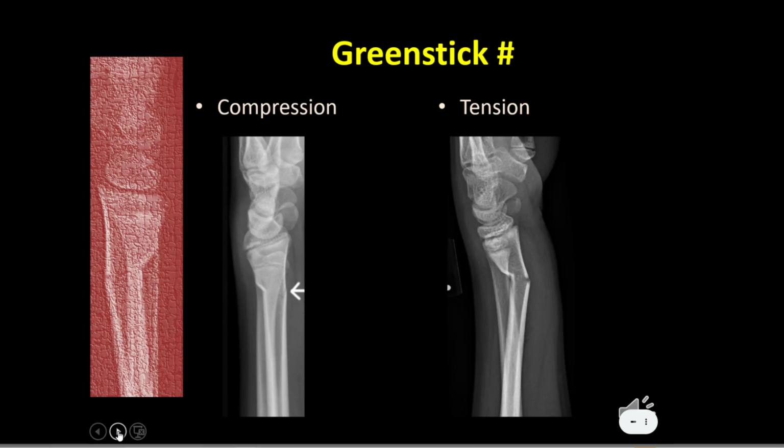The distinction between a compression and tension fracture can only be made clearly on a lateral view. Here I have displayed two x-rays. The one on the left is a compression type fracture, and the one on the right is a tension type fracture. I will leave you to ponder on these two images for a moment to see whether you can identify the differences.